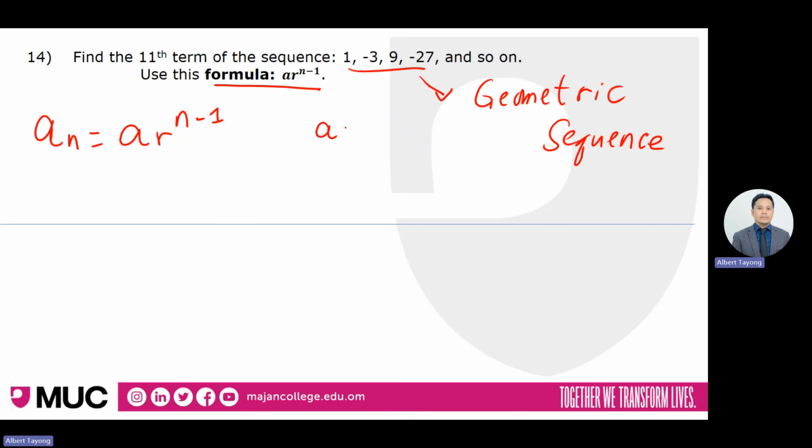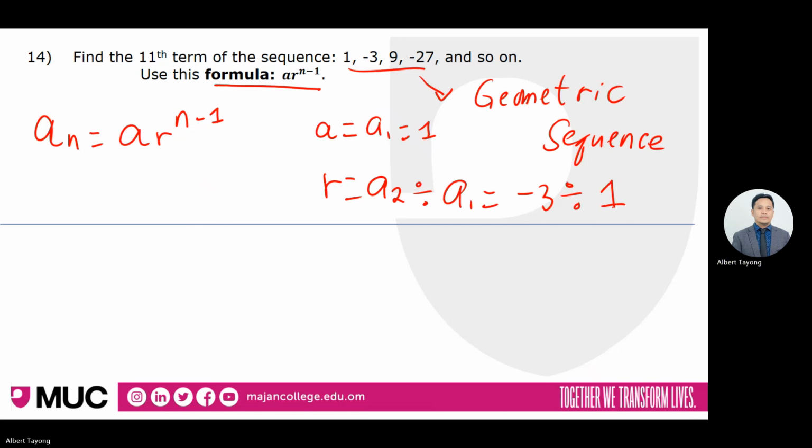So basically, we have to find our A. Our A is the first term, that is 1, and our R is, of course, the second term divided by the first term. So negative 3 divided by our first term, which is 1, so the answer is negative 3. The question is to find the 11th term. It means we have to change our n to 11.